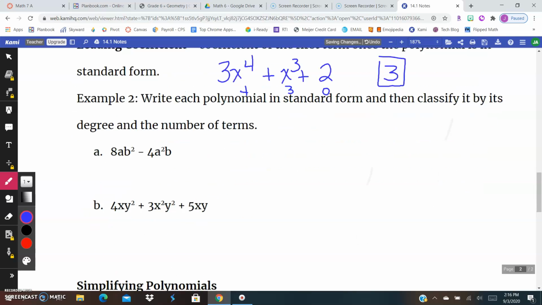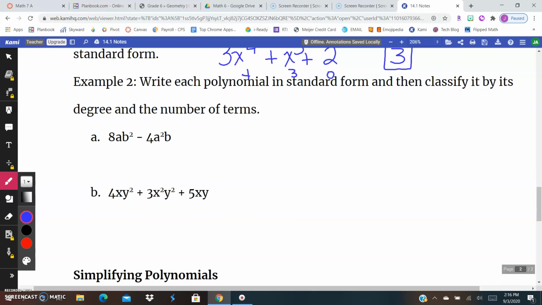Okay. So for example 2, we need to write each polynomial in standard form and then classify it by its degree and the number of terms. So this chunk here, 8ab squared, a has an exponent of 1 and b has an exponent of 2. If we add those together, we have 3, so that has a degree of 3. And then this one, a is squared, it's a 2, and b doesn't have a 1 written there, so it's automatically a 1. That's a 3.